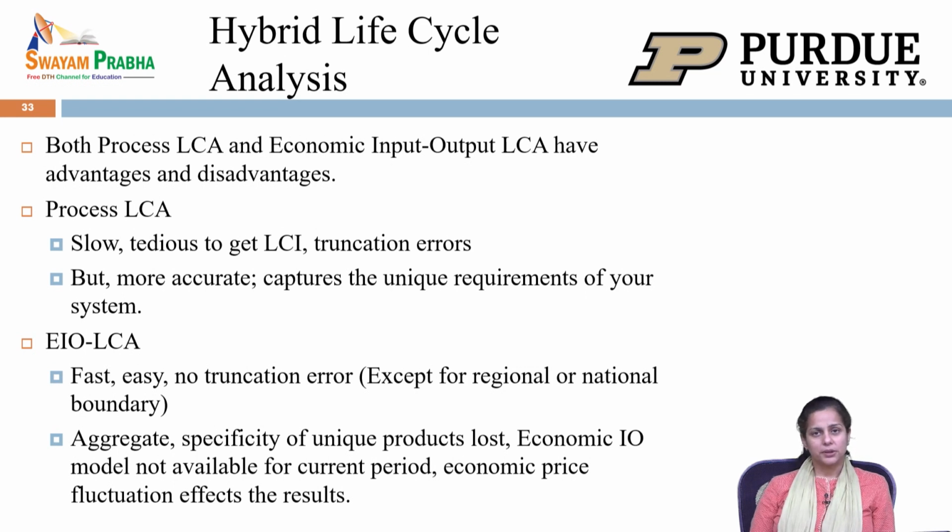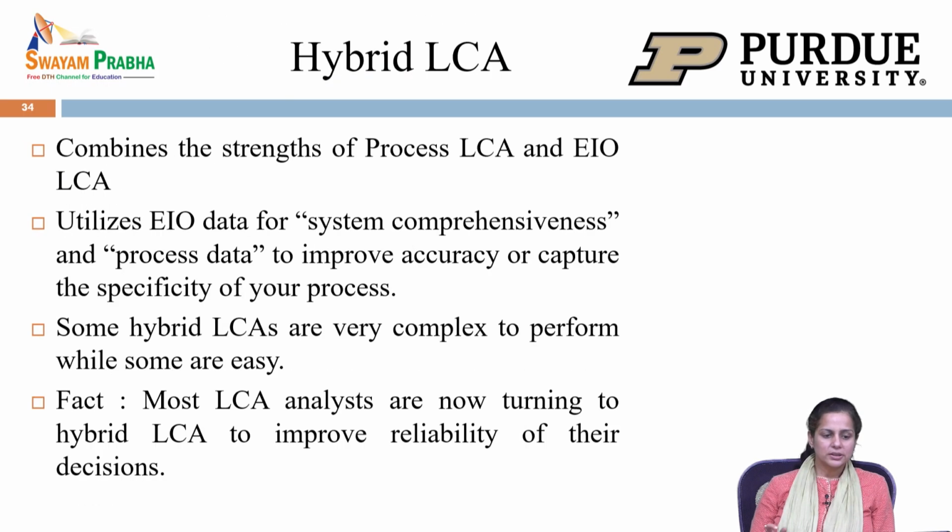To solve that debate, what scientists in the LCA literature have done is create what we call hybrid LCA. So, what does hybrid LCA do? It combines the strengths of both process LCA and EIO. We utilize the EIO data for system comprehensiveness and process data to improve accuracy or capture the specificity of your process. As we go further in the module, we will see how that is done.